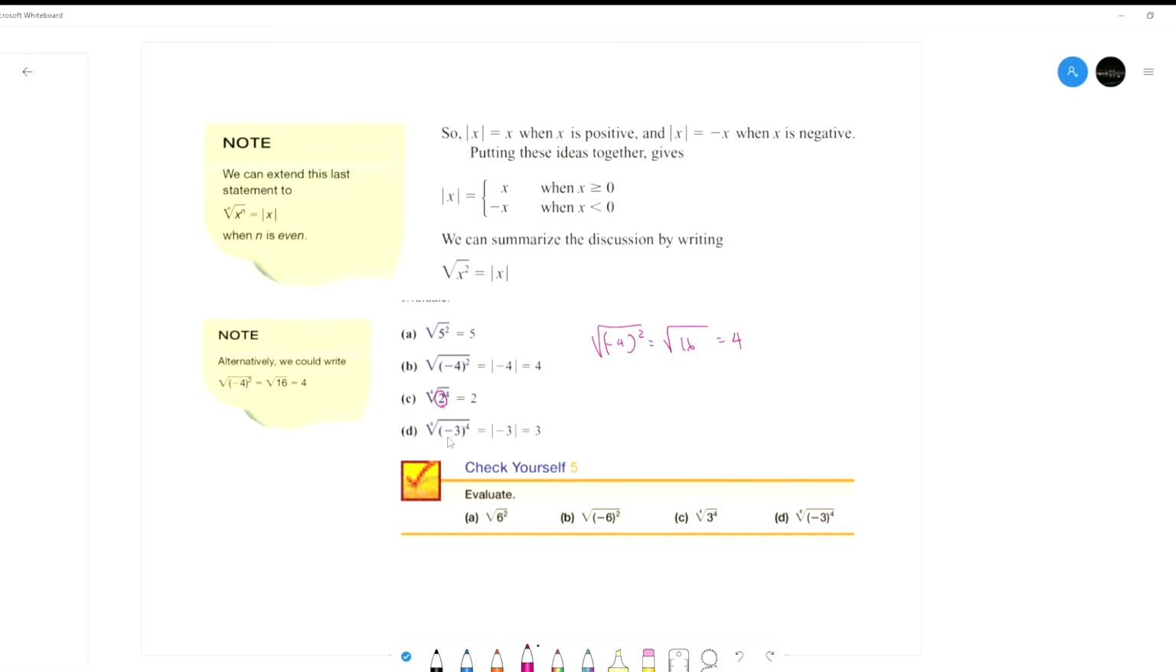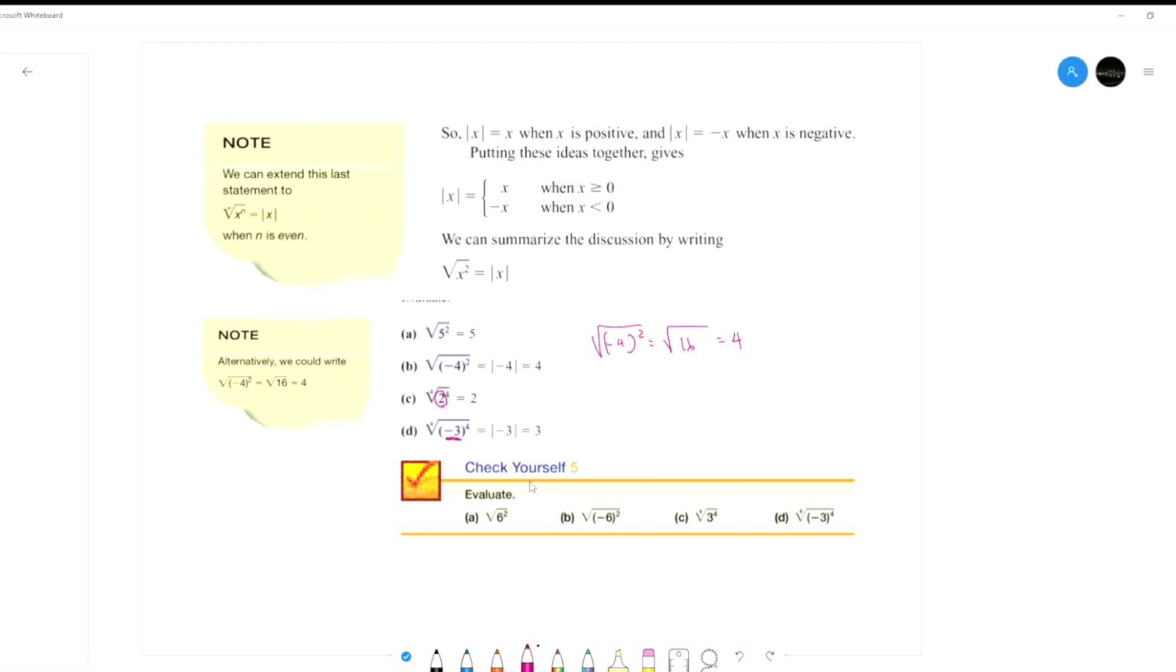But in part D, again, we have a negative number for an even root. You can't write -3 as your solution. You have to write the absolute value of -3. So I hope that makes sense. That's why when you do the square root of x squared, right, you're not supposed to just write x. Because if x is a negative number, it would be wrong, right? Technically, you're supposed to write the absolute value of x.